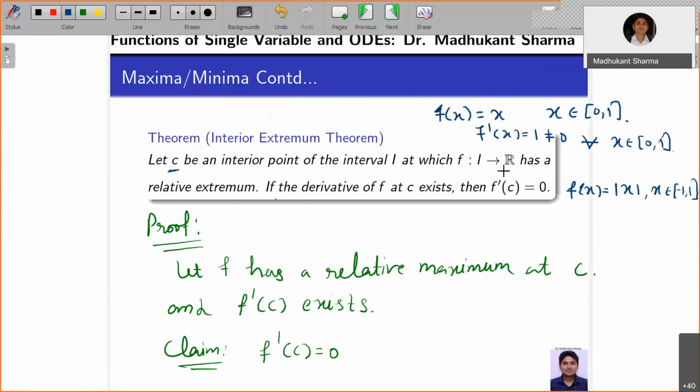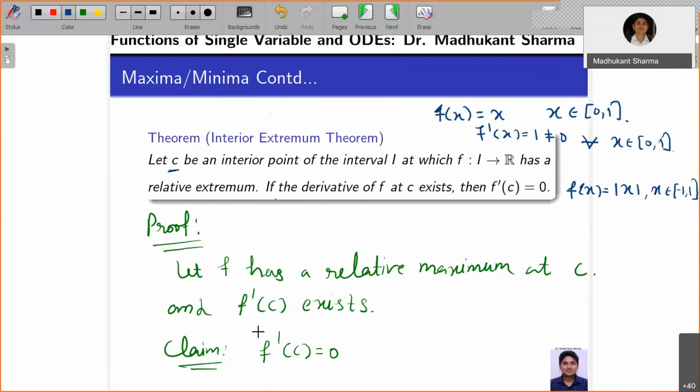Then we are going to show that f dash of c is 0. So we claim f dash of c is equal to 0. There are three possibilities: f dash of c is less than 0, equal to 0, or greater than 0. If you strike out f dash of c greater than 0 and less than 0, then the only possibility that remains is f dash of c is 0.